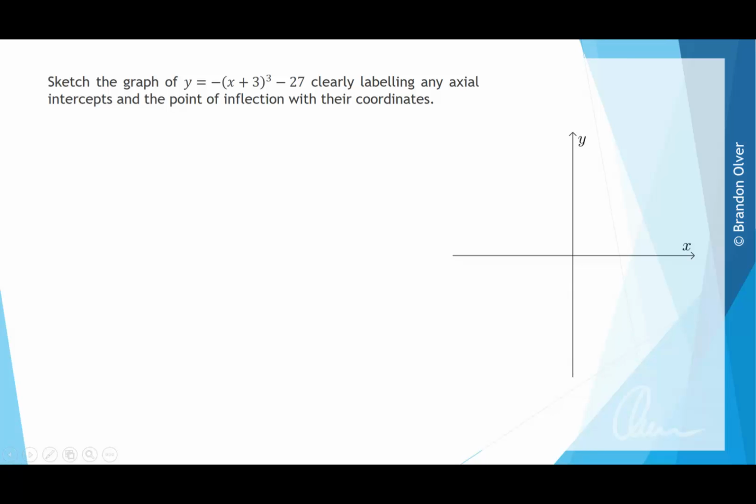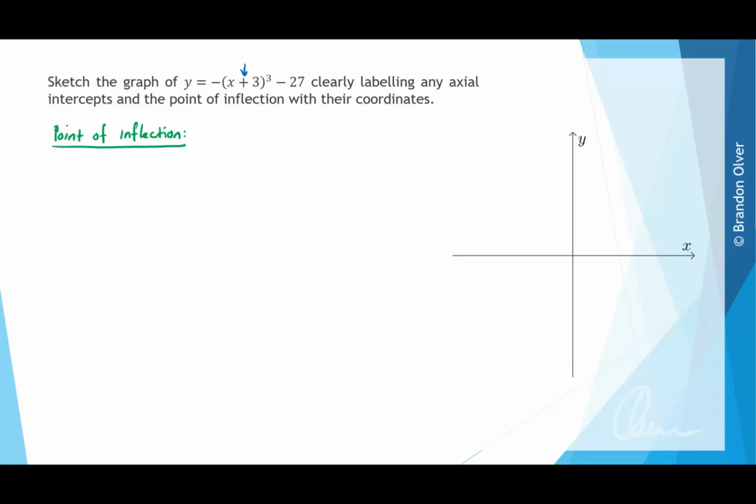Sketch the graph of y equals negative (x plus 3) cubed minus 27, clearly labelling any axial intercepts and the point of inflection with their coordinates. So when the equation is in this form, we can immediately determine what the point of inflection is.